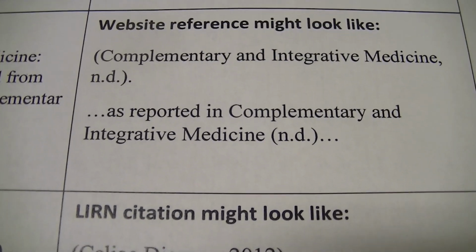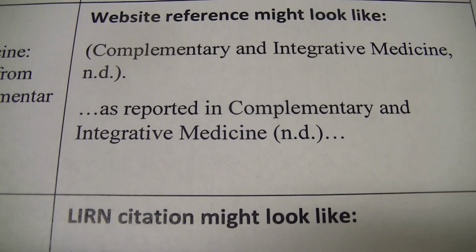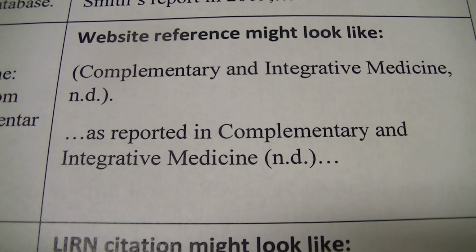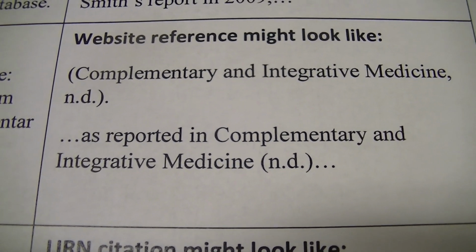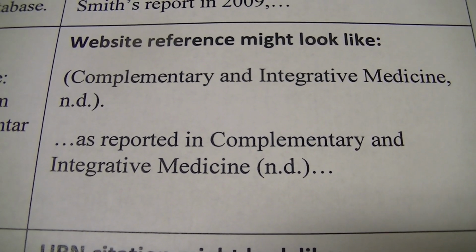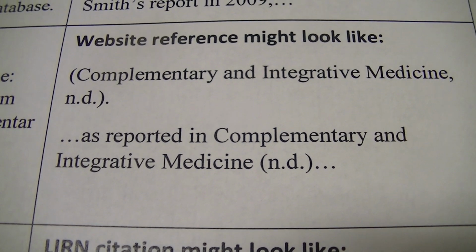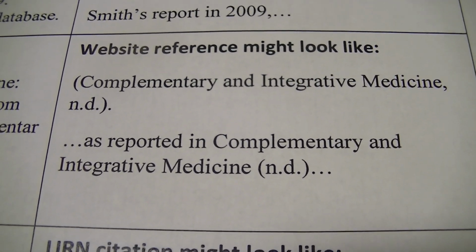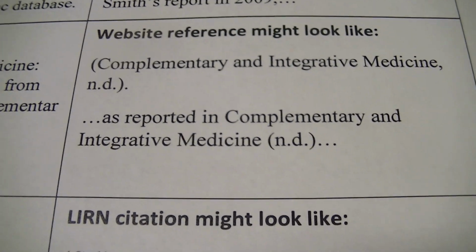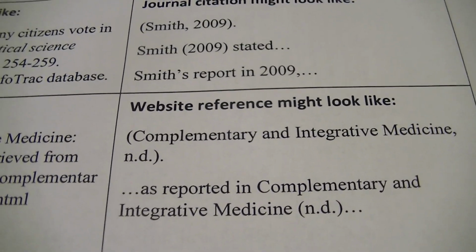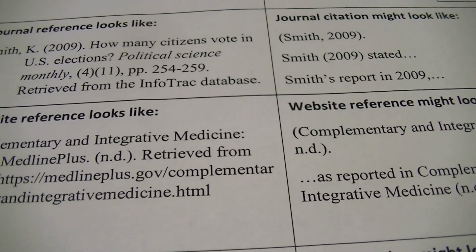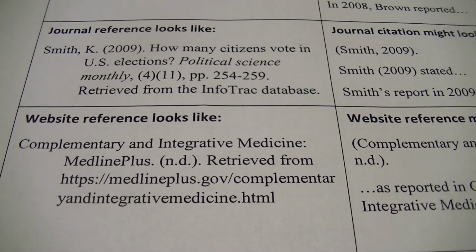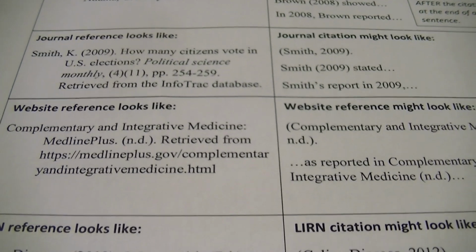You can put it into a written part. You don't have to put it in parentheses. You could just say blah, blah, blah, as reported in complementary and integrative medicine. Notice I still have the N period, D period in parentheses because we don't know the date, and we're letting people know that we don't know the date. So that's what that is. So the general rule of thumb is if it appears on your reference page, it needs to appear in the body of your paper at least once.